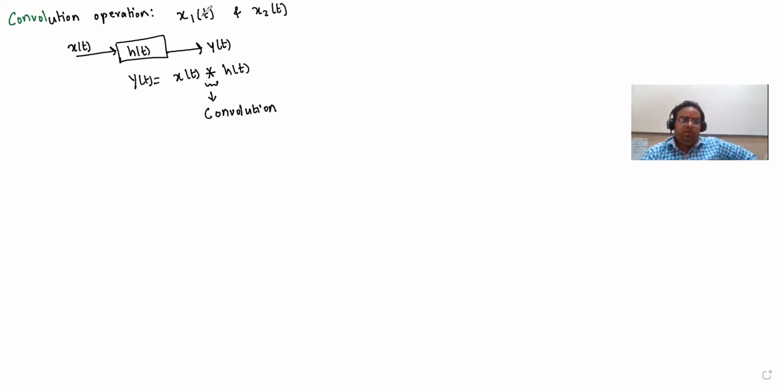Here, what we were talking about just now, that we need signal number 1 and signal number 2. So in our case, our signal number 1 is x of t, and our signal number 2 is the impulse response of this LTI system, h of t.